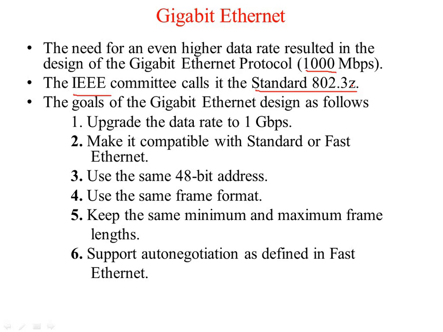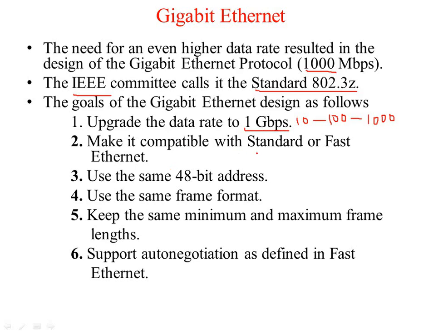So what are the goals of Gigabit Ethernet? The goal is you have to upgrade the data rate from 10 Mbps or 100 Mbps. Previously it was 10, then it moved to fast Ethernet 100 Mbps. Now again the demand has increased, now you have moved to 1000 Mbps. That 1000 Mbps is nothing but 1 gigabit per second. So you have to upgrade the rate.